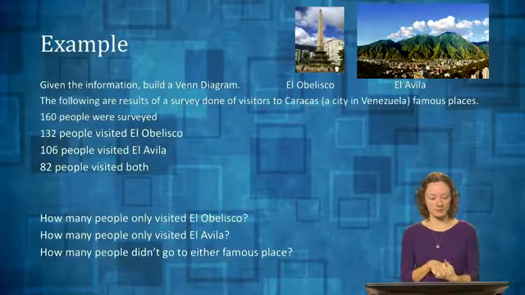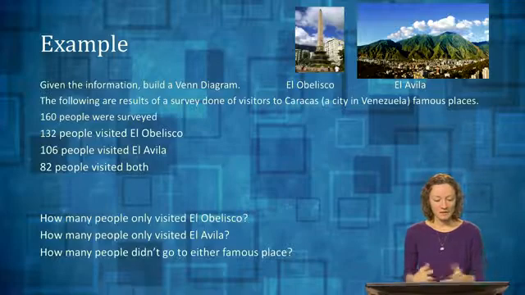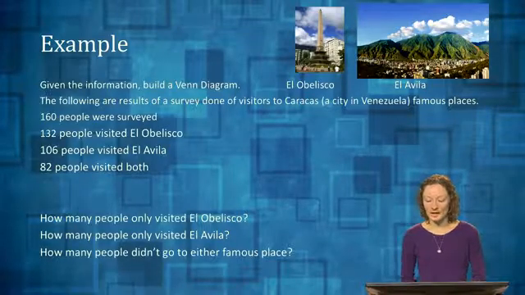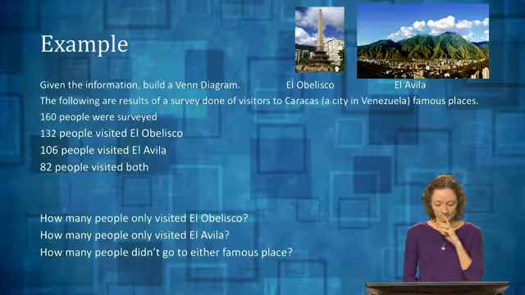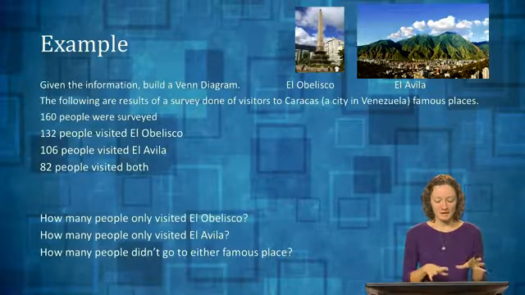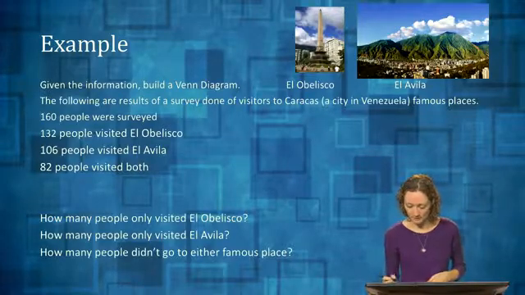So our first example: given the information, build a Venn diagram. The following are results of a survey done on visitors to Caracas, which is a city in Venezuela, to some of their famous places. Two in particular, El Obelisco and El Avila. For our purposes, this data is made up. Those places are real, but this example is just to help us see how this could all work.